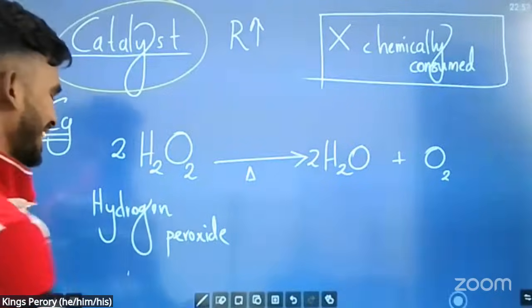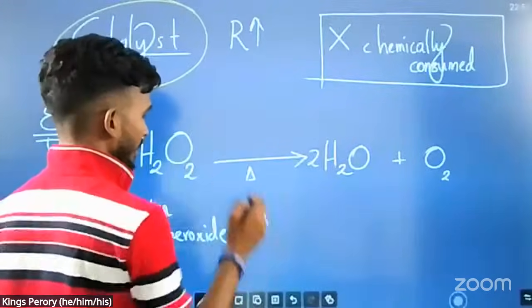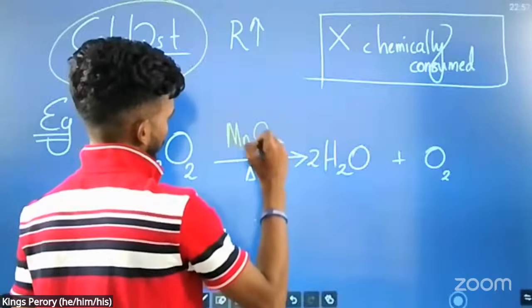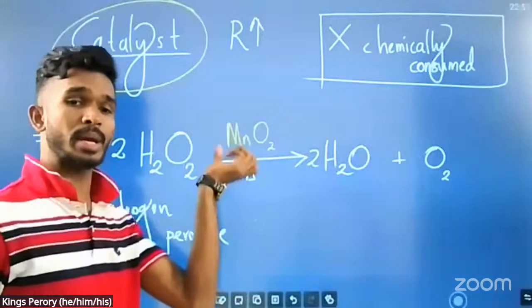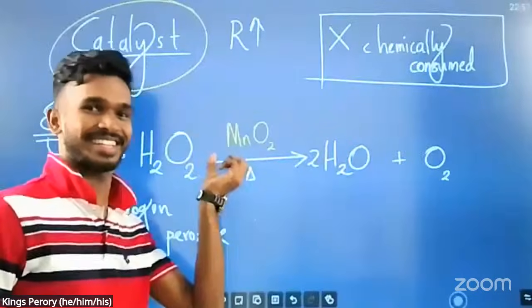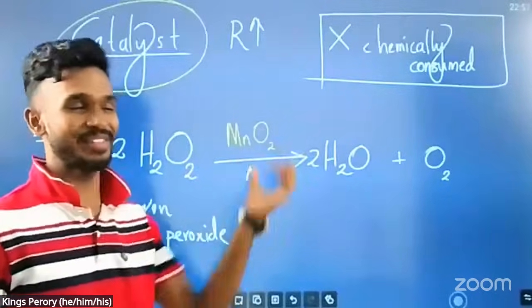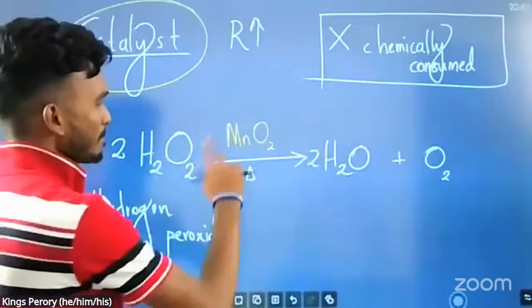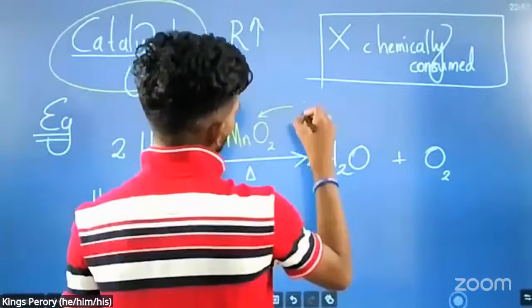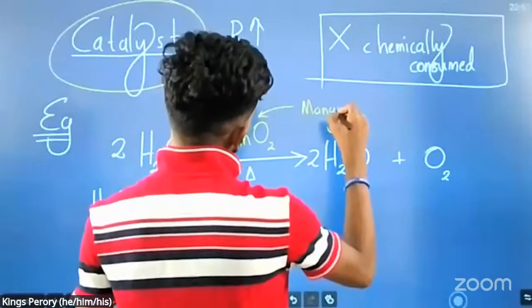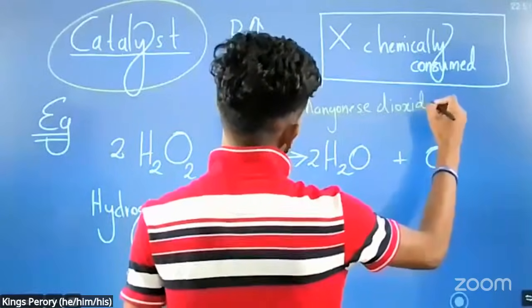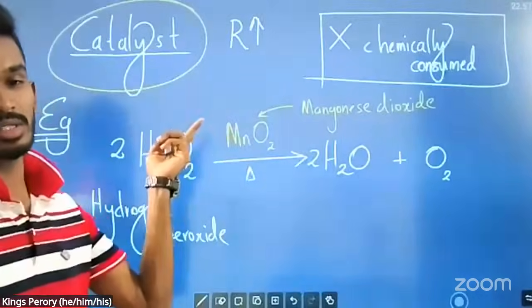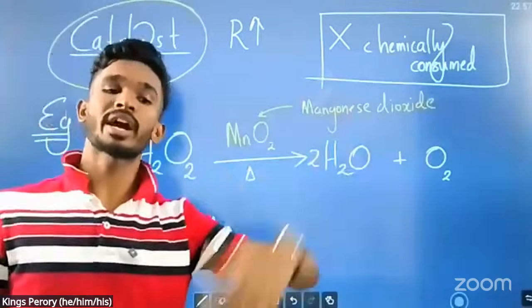For this, the catalyst is... what is this? Manganese dioxide. Not magnesium, children, this is manganese dioxide. Mn is manganese, and this is manganese dioxide. Manganese dioxide is the catalyst for this reaction.